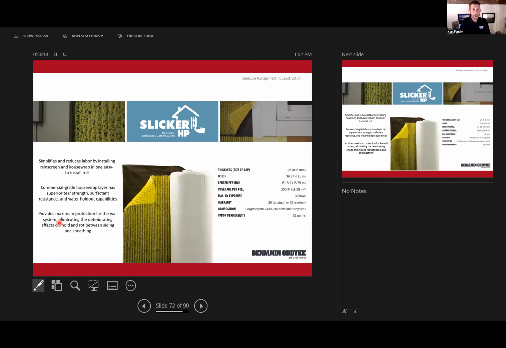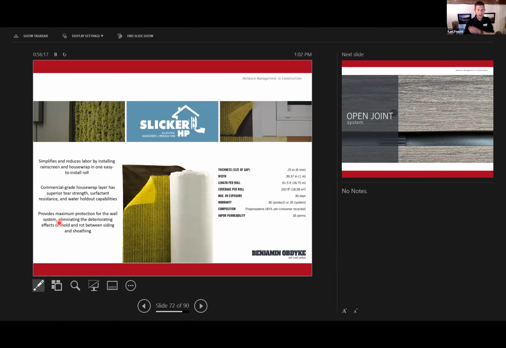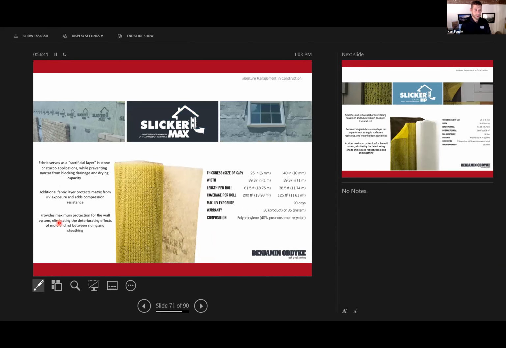Now, another option, I'm going to go back to that last one, but another option is Slicker HP. I like this product because it basically combines your flat wrap and your slicker in one roll. So instead of wrapping the house twice, you can wrap the house once. So it's got your house wrap and your rain screen together in one roll. So it's a good labor savings. So just something to be aware of. And again, to get the system warranty, you want to use one of our flashing products with this.